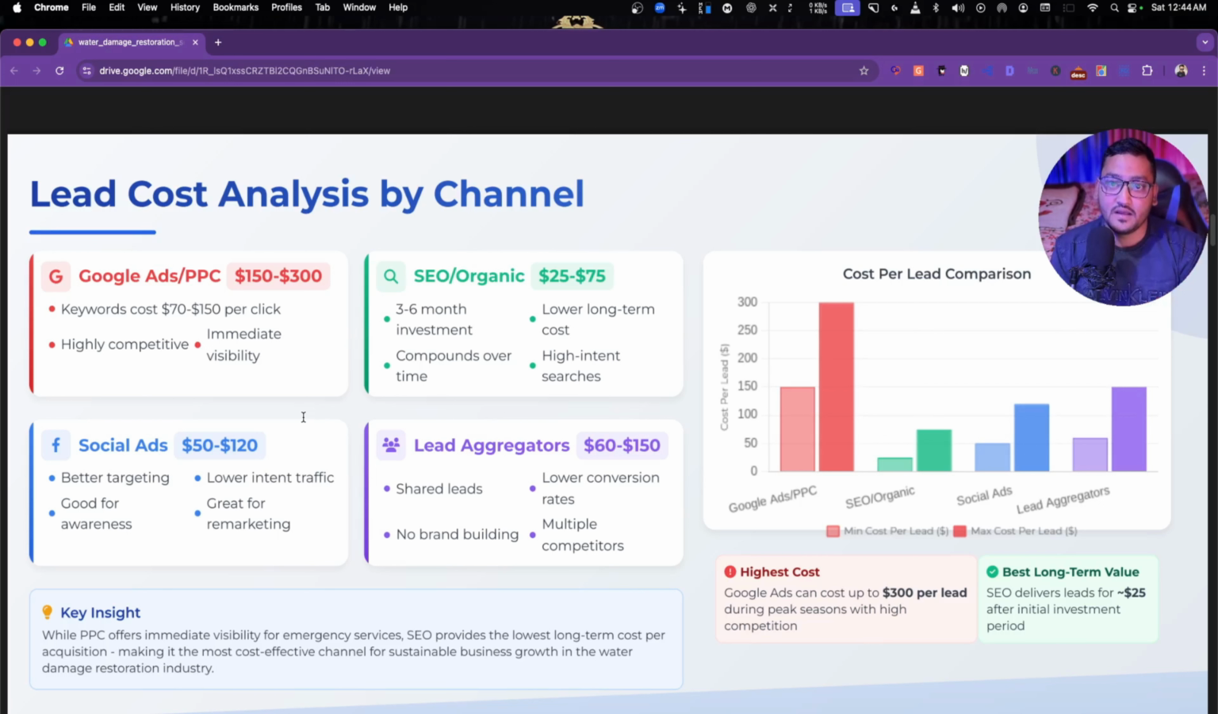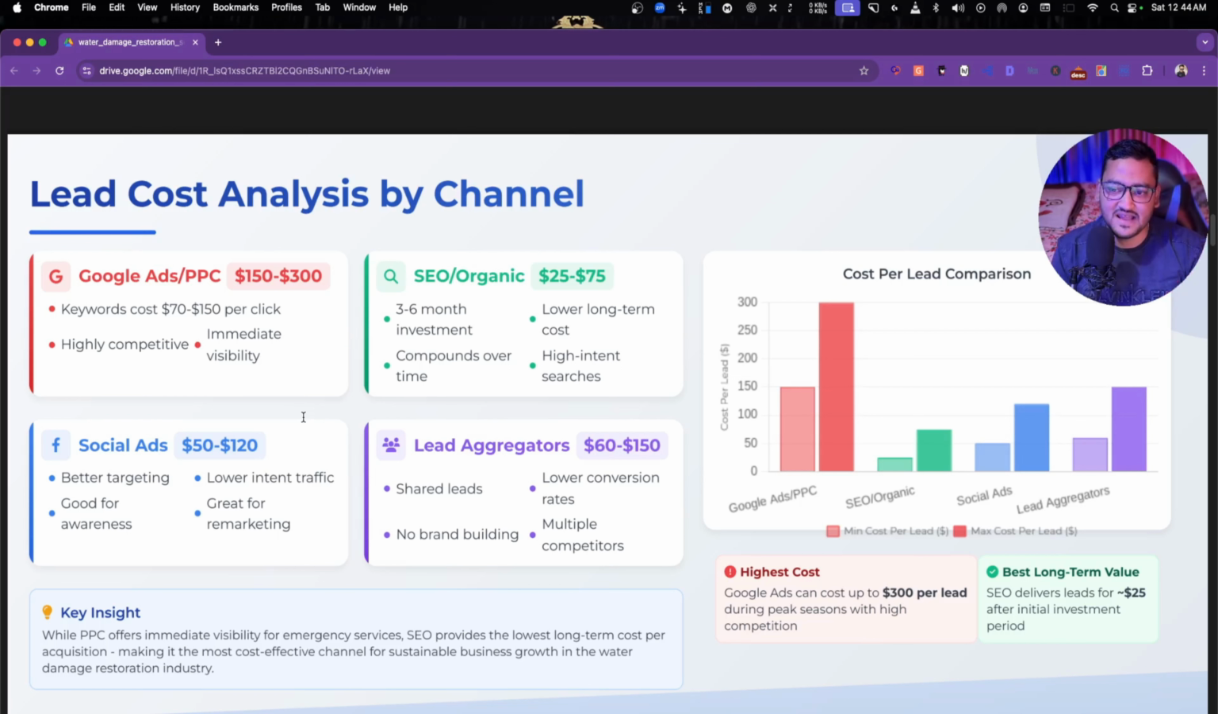While in SEO, it's true that you need to wait for a couple of months, especially if you are working with good SEOs, but then look at the lead cost here, $25 to $75, which is the cheapest, and you are getting some asset when you are investing your money in SEO.